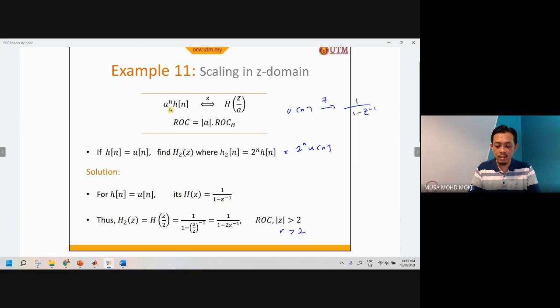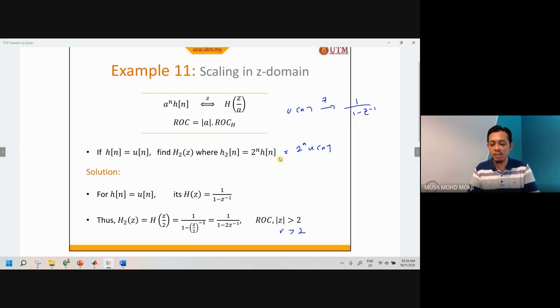But when we multiply with a to the power of n, we can manipulate this so that instead of H(z), we replace the z with z divided by a. In our case now the a is 2. So H2(z) is equal to H(z/2). Because we only have one z here, replace that z with z over 2. Okay, then you get 1 over 1 minus 2 z to the power of minus 1.